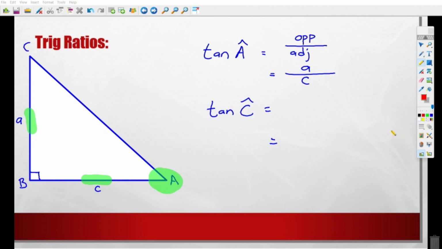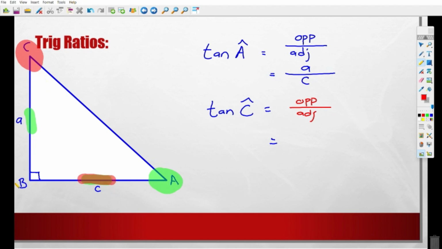Pause the video, see if you can do it by yourself. So we look at c over there. Turn your head to the side, to the right. They say tan of c is what? We know it's opposite over adjacent. We know that. So if I look at c, which side is opposite angle c?